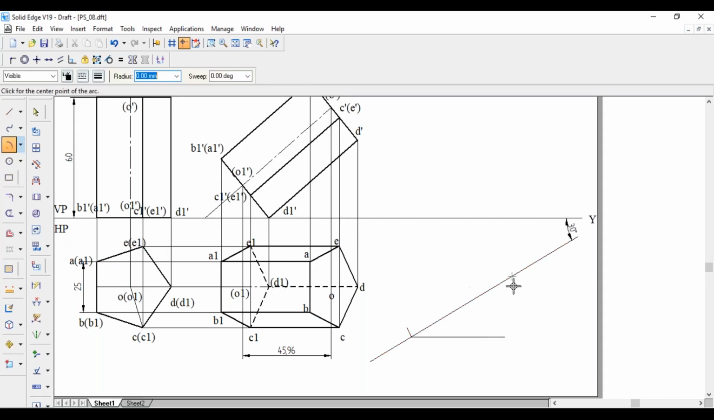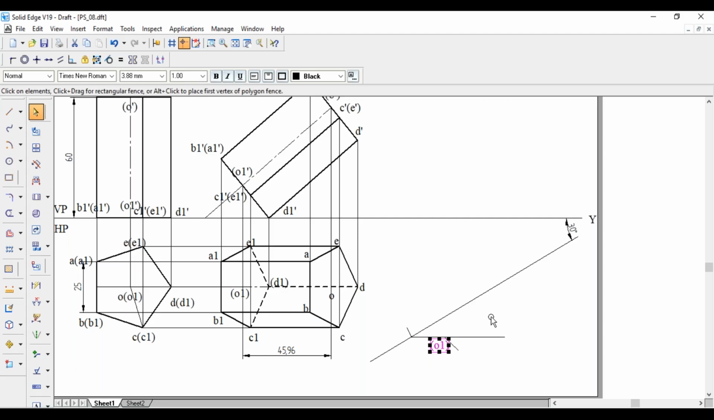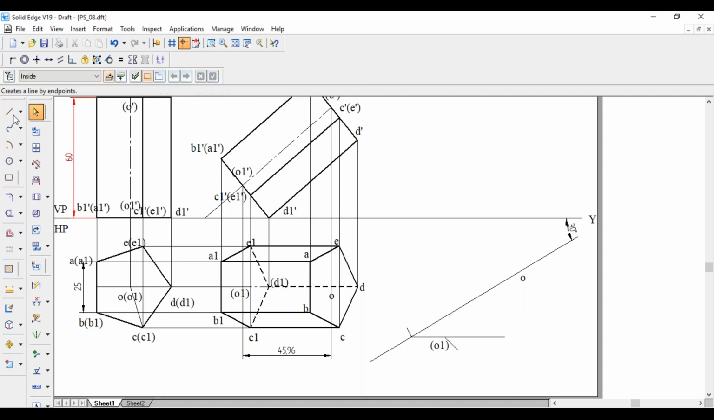Now once again from the same center draw an arc for 45.96 mm radius. This is O1. This one is O. Center is O. Join O1. On this O1 line, we will get D and D1.